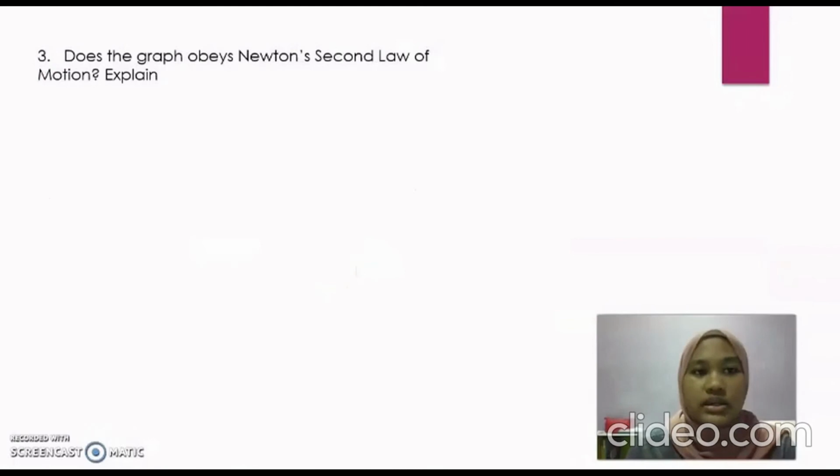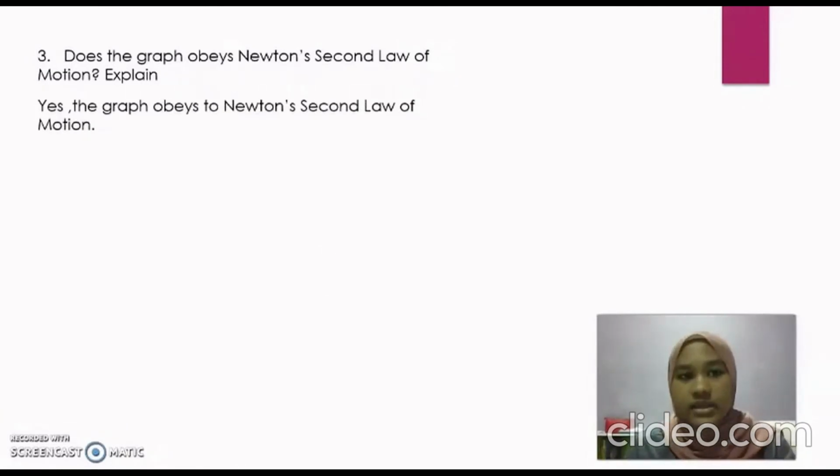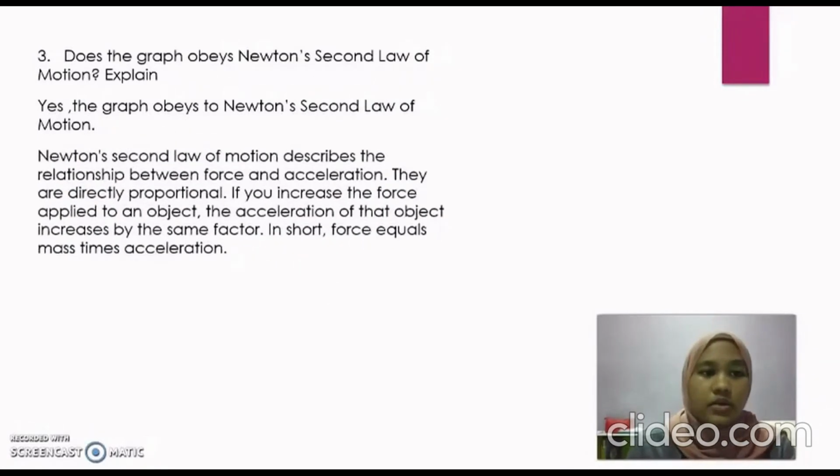So question 3, does the graph obey Newton's second law of motion? Explain. Yes, the graph obeys Newton's second law of motion. Newton's second law of motion describes the relationship between force and acceleration. They are directly proportional. If you increase the force applied to an object, the acceleration of that object increases by the same factor. In short, force equals mass times acceleration.